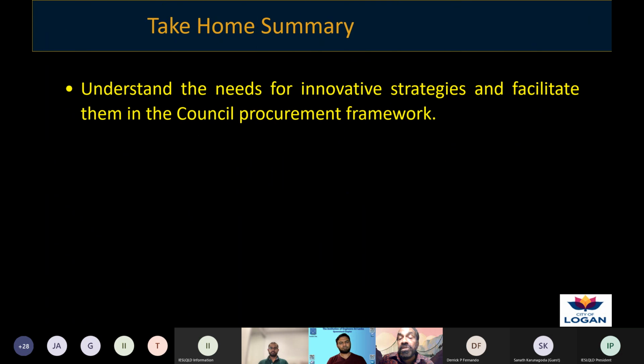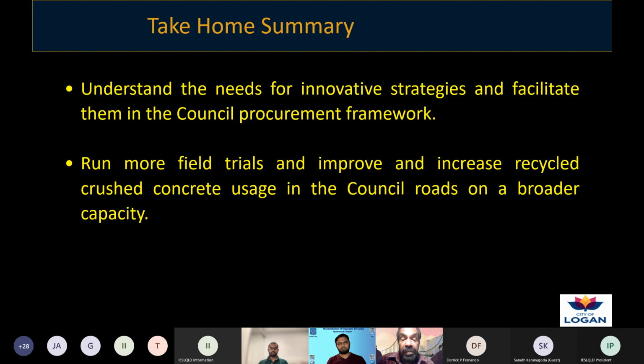Understand the needs for innovative strategies and facilitate them in the council procurement framework. As I have explained, we need to accompany our procurement strategies to facilitate the innovative projects. Run more field trials and increase recycled crushed concrete usage in the council roads on a broader capacity.